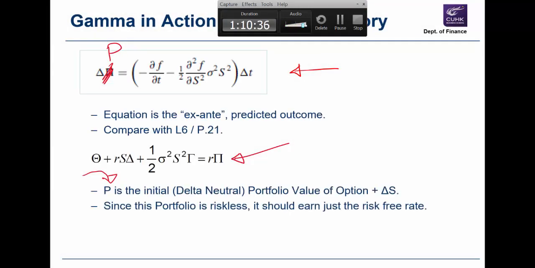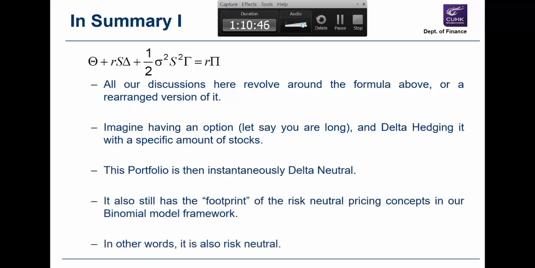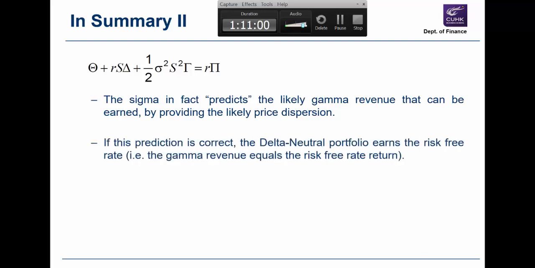and then I go on to say that the sigma actually predicts the likely gamma revenue that you can earn, because it is really making a prediction on the likely price dispersion. And if that prediction is correct, the delta neutral portfolio will earn the risk-free rate of return.